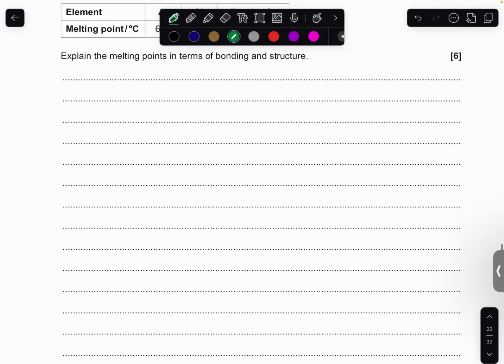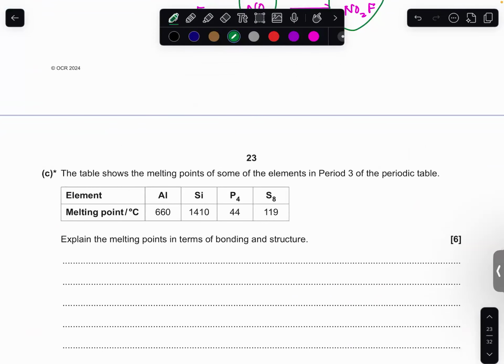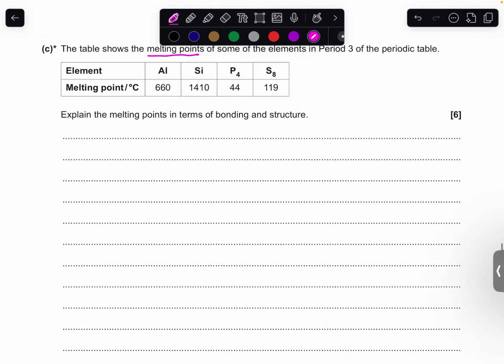In this question, again, the table shows the melting points. So we're dealing here with melting points of some elements in period 3. Explain the melting points in terms of bonding and structure. With bonding and structure, generally, you want to think about what particles are involved in the structure, and what is the force of attraction between those particles in the structure. That's the main idea.